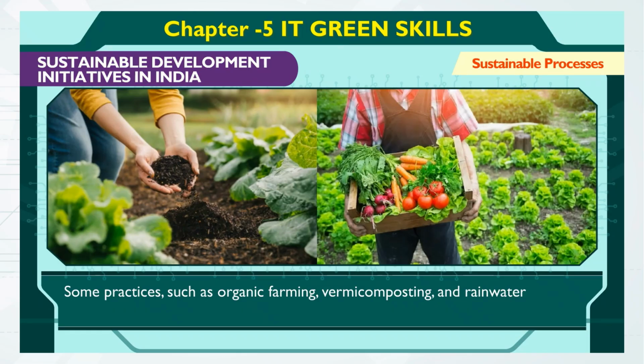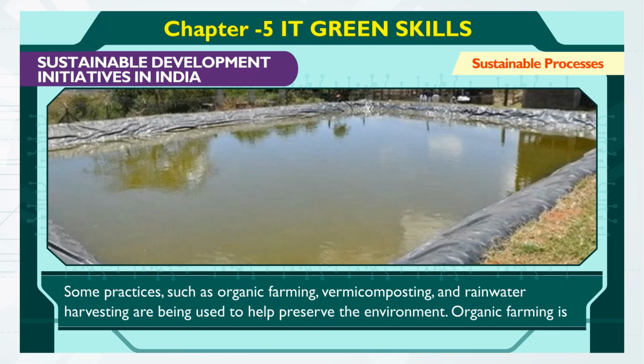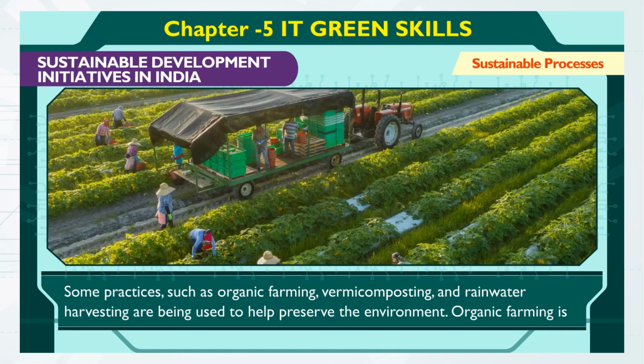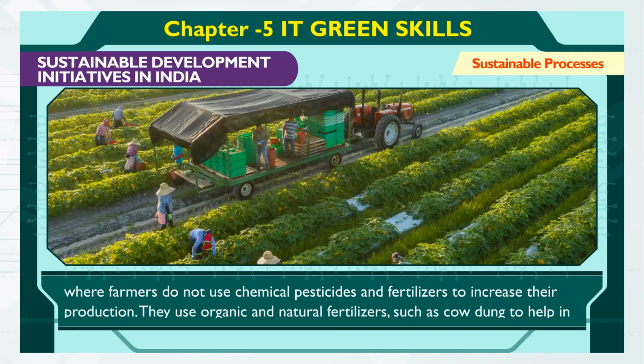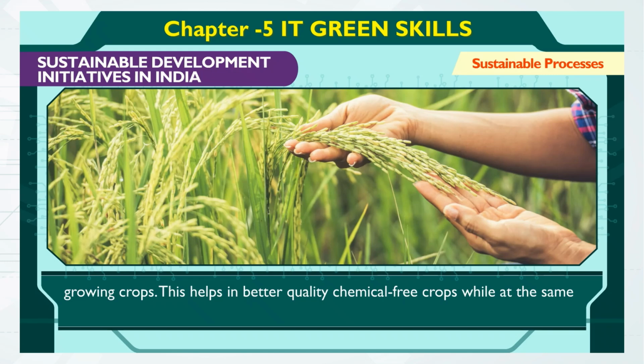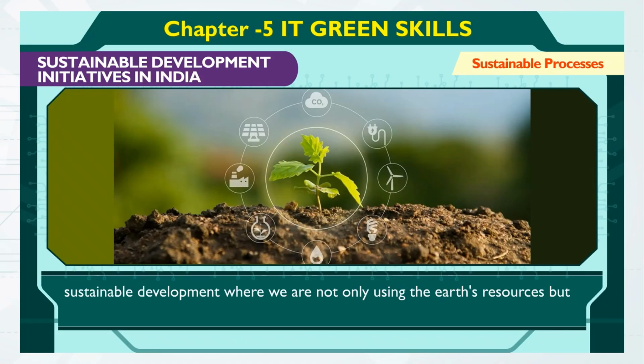Some practices such as organic farming, vermicomposting, and rainwater harvesting are being used to help preserve the environment. Organic farming is where farmers do not use chemical pesticides and fertilizers to increase their production. They use organic and natural fertilizers such as cow dung to help in growing crops. This helps in better quality chemical-free crops while at the same time maintaining the soil quality for future use. This is a true example of sustainable development where we are not only using the Earth's resources but are also preserving them for future generations.